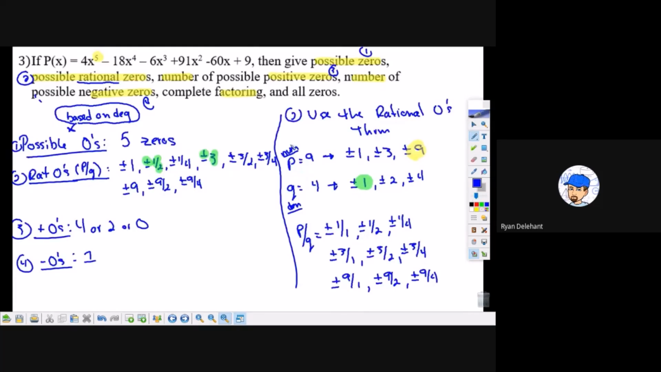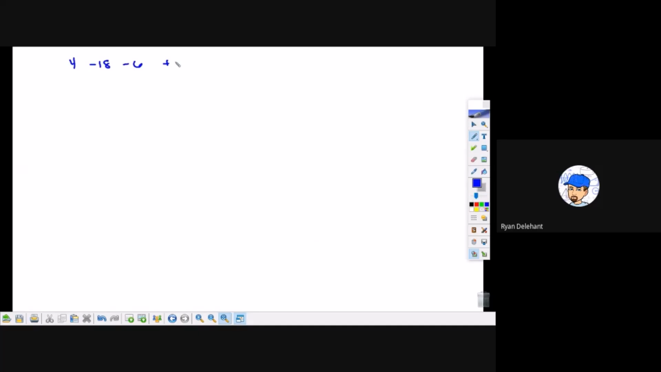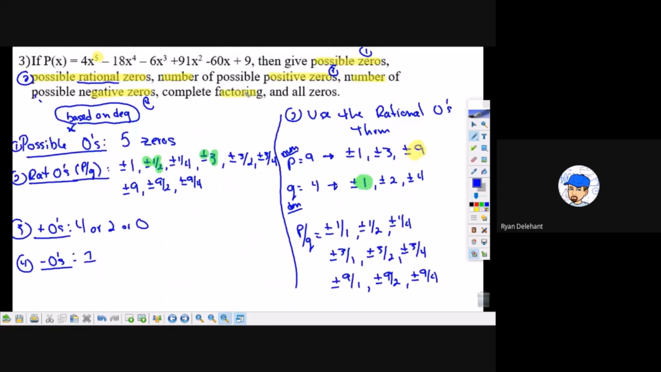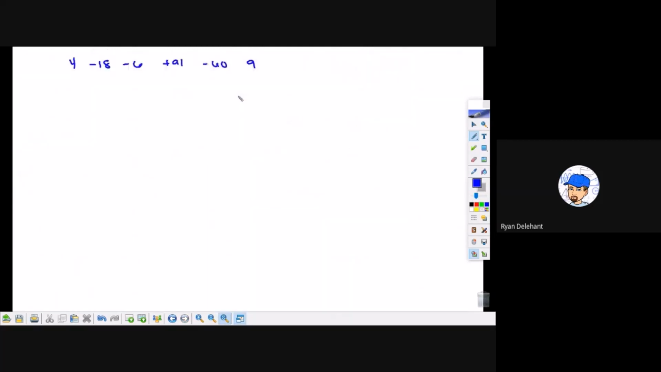91, 60, and 9. Right? So there's our coefficients: -6, 91, -60, and 9. That's probably the most important part of the whole process, to make sure you get the right coefficients written down, because otherwise you could go through all 18 numbers and it would not work.